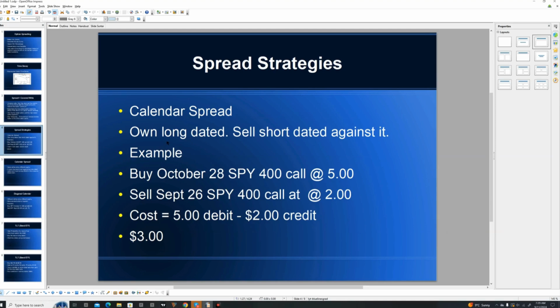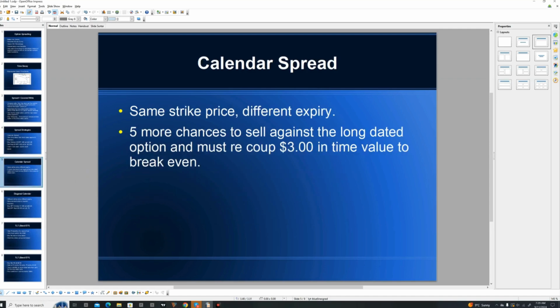Okay, I'm going to give you an example of a calendar spread here. You buy, let's say, an October at $5, and you sell a September at $2. So our cost is we paid 5, we received 2, our net cost is 3. Okay, so it can be the same strike or a different strike, but it's a different expiry. You want to be long on the far dated call and short on the short dated call.